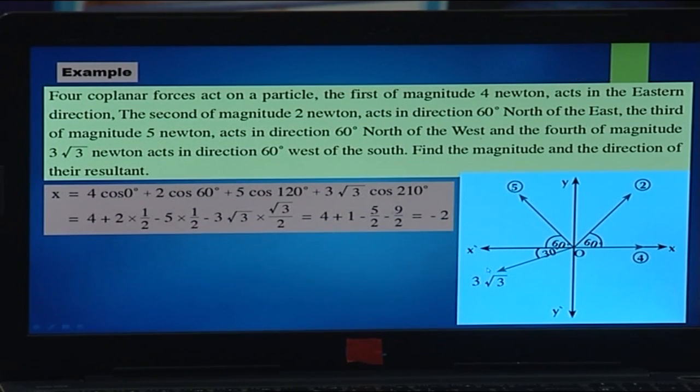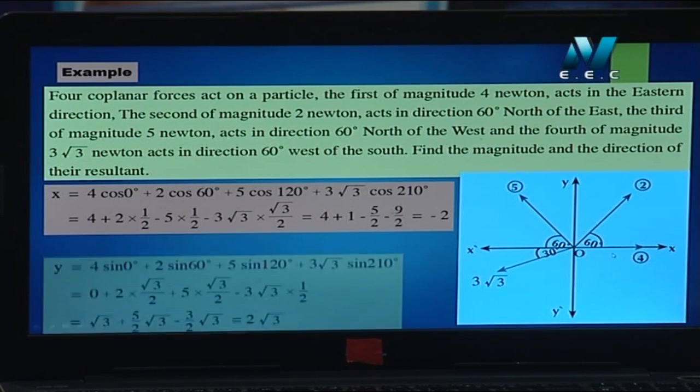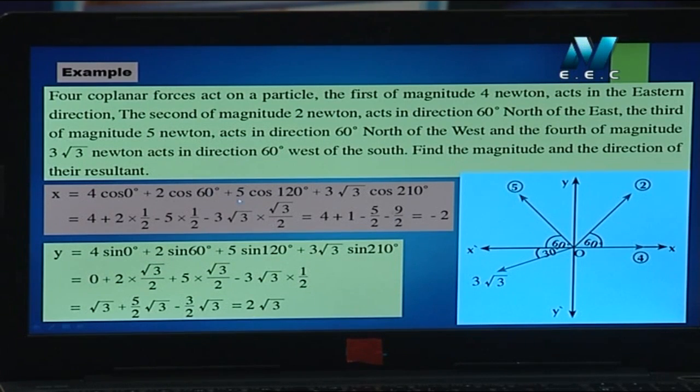Let's go to x. X here equals 4 cosine 0, because the angle between this force and OX equals 0, because its effect is on x. Then 2 cosine 60, 5 cosine 120. What is 120 here? We have here all angles between the forces and OX. The first is 0, the second 60, the third 120, the fourth 330. So x equals the sum of all these, which equals -2.